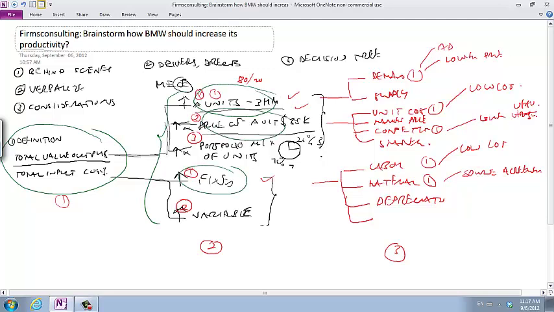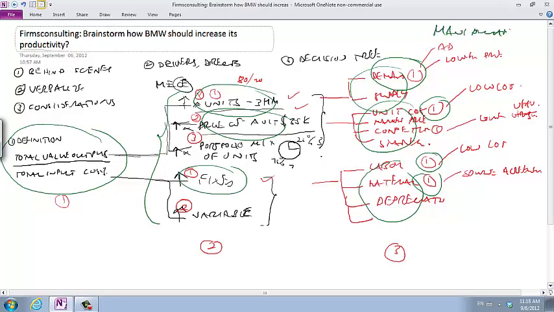For your prioritized direct drivers, you have to then break out their drivers. Then you have to prioritize those drivers. And then for those prioritized drivers, you have to explain how you would manipulate them to increase the total productivity.